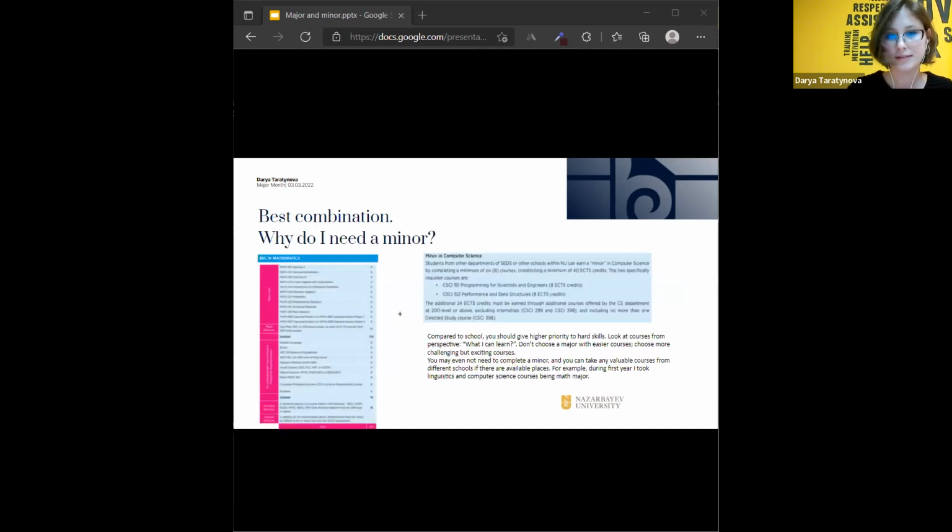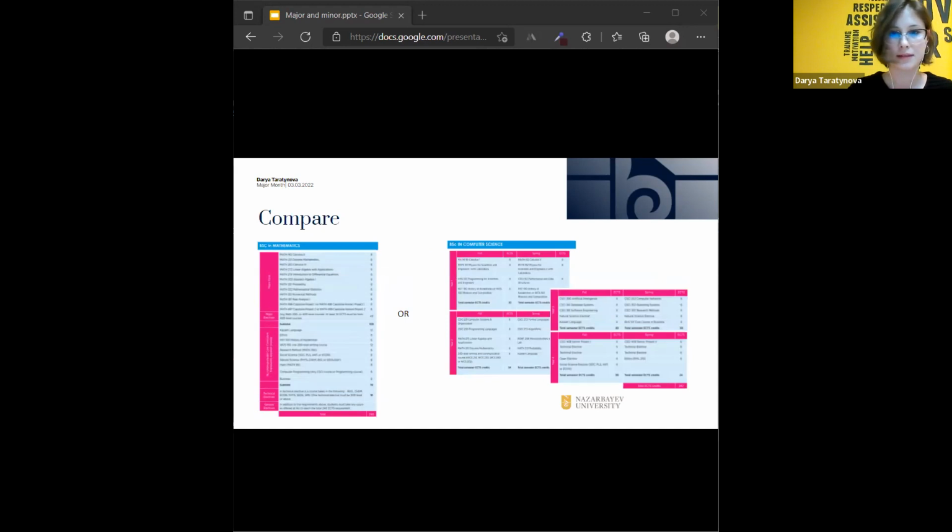So here, next part of my advice is to compare. By this moment, you should know what you are interested in, where you can work, and more importantly, what kind of skills and knowledge you need. You should open an academic handbook and read courses offered by different departments. Compare what you need and the content of the classes.